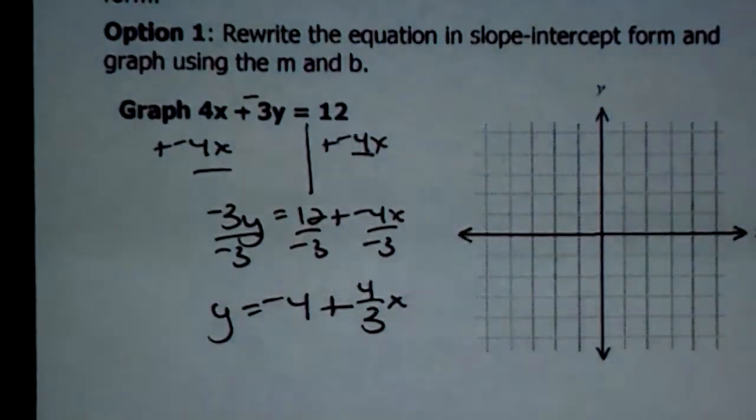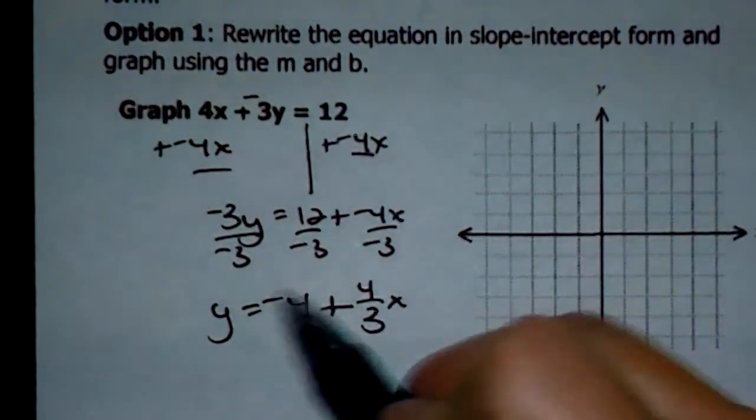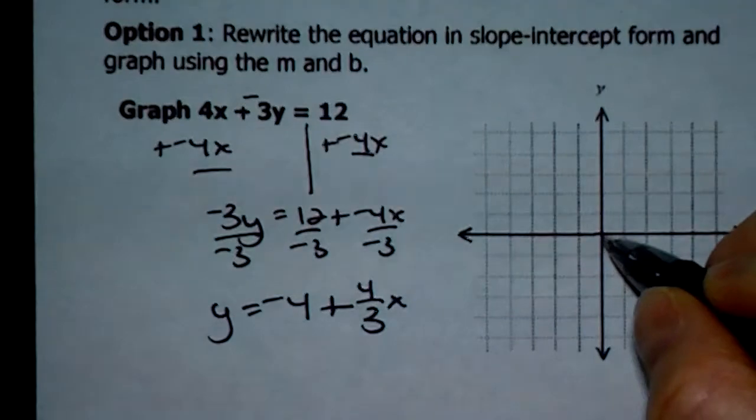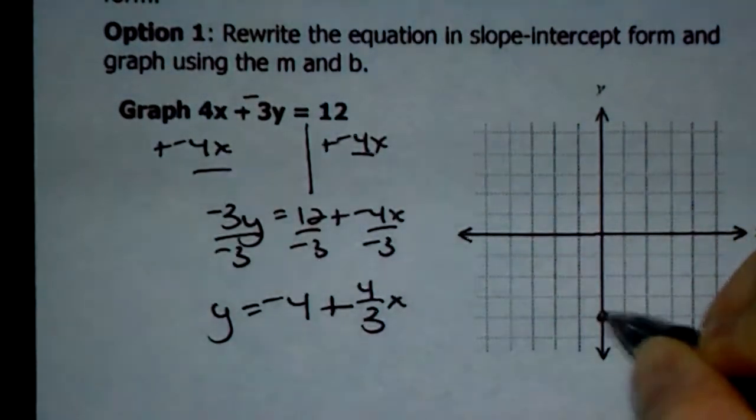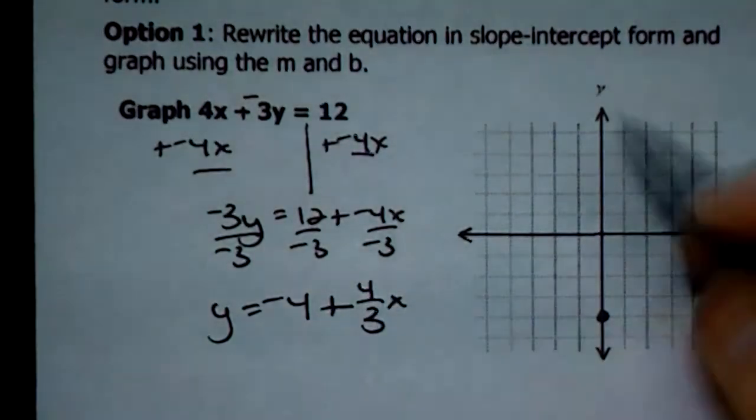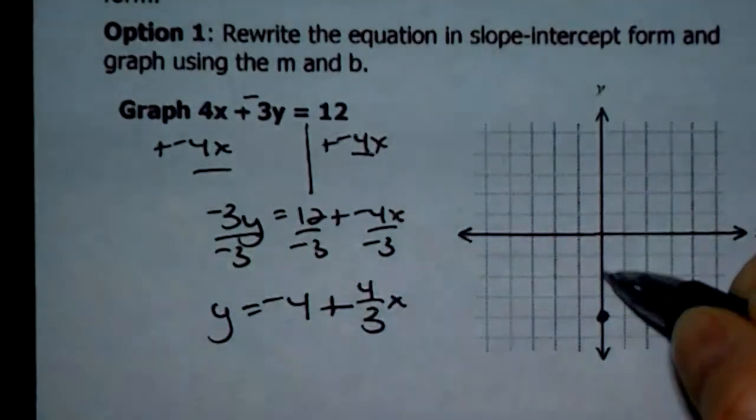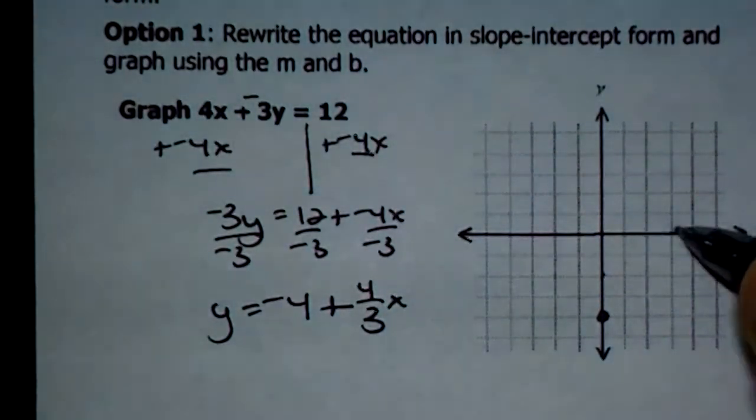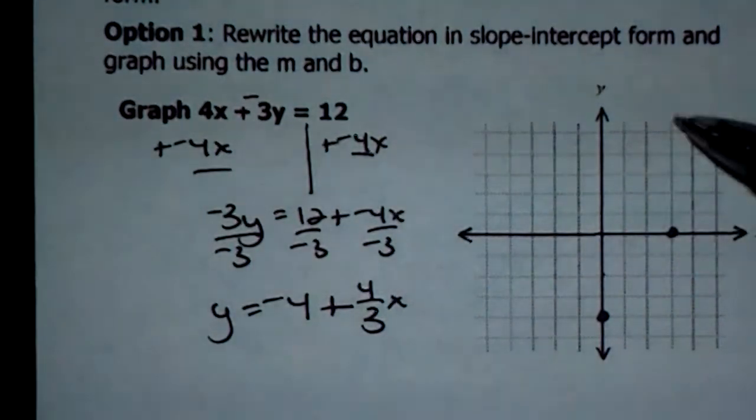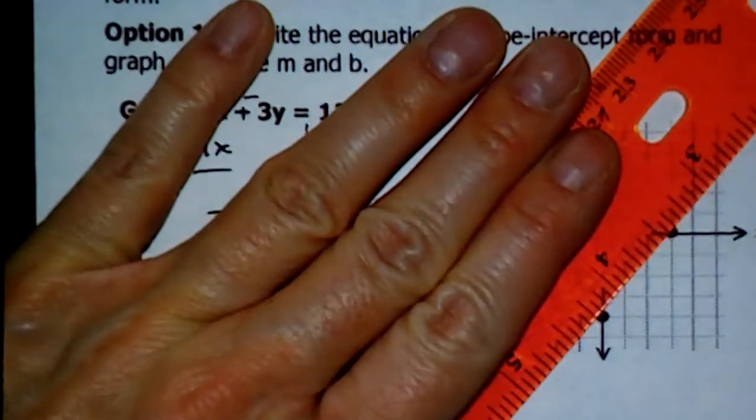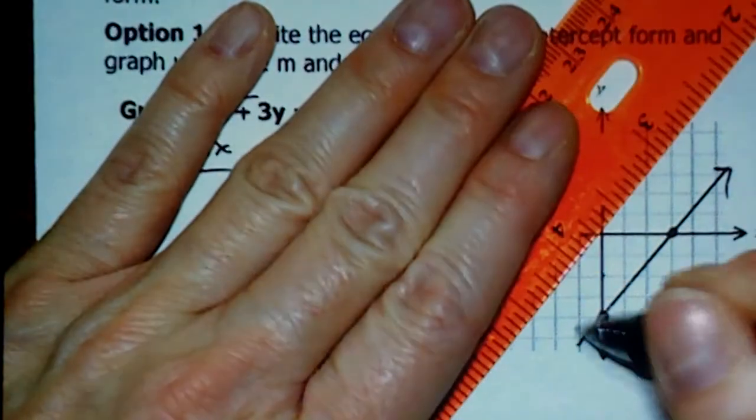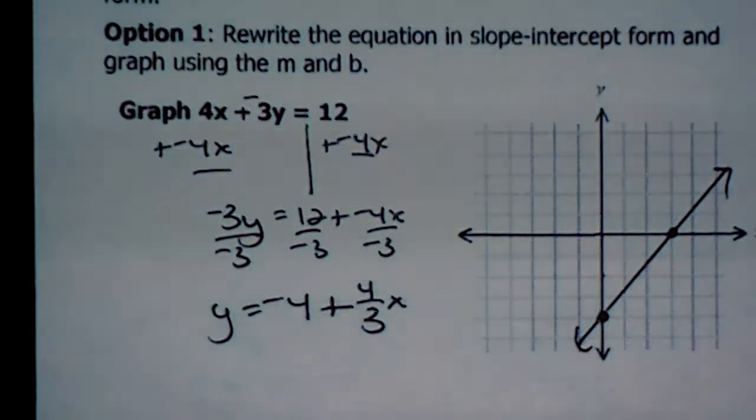Alright, so -4 plus 4/3 x. My b in this is -4, so that means on the y-axis I would go down 1, 2, 3, 4. And if my slope is 4/3, that means it has a rise of 4 and a run of 3. And it doesn't look like I'll be able to fit another set on there, so I'm going to let you slide with just 2 points instead of 3, because I used a smaller graph here. So voila! We just graphed the line, right?